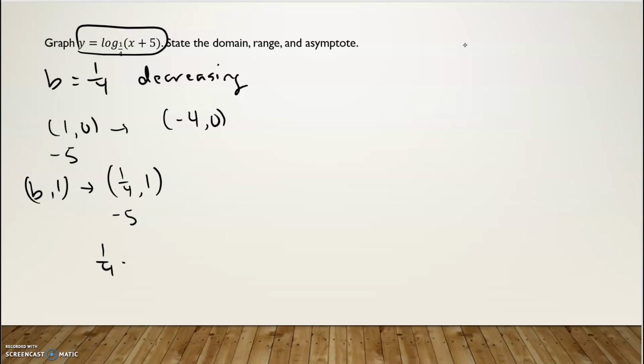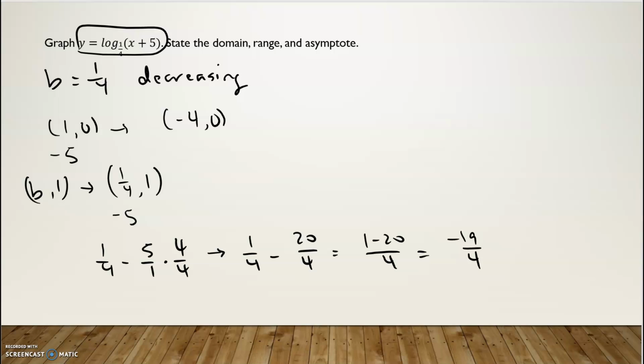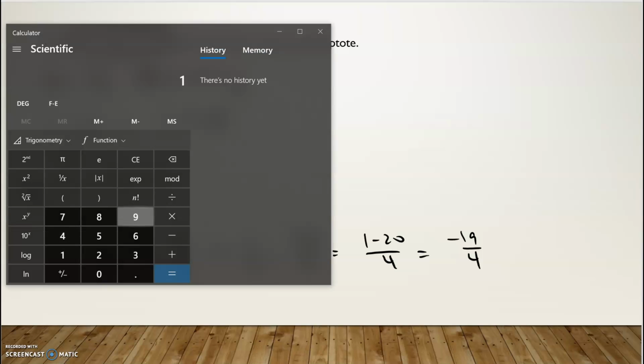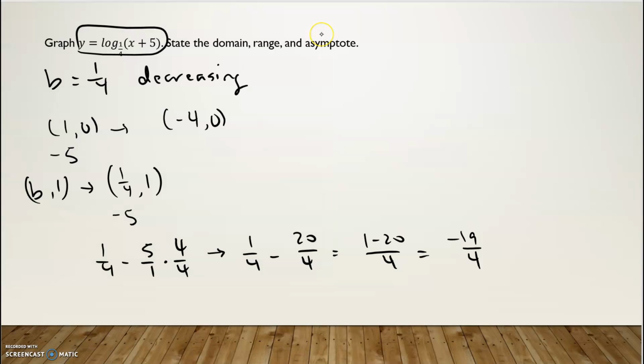So 1/4 minus 5 over 1, multiply that by 4 over 4. So this is going to be 1/4 minus 20 over 4. So 1 minus 20 over 4, that is negative 19 over 4. So we'll get a rough number for that. 19 divided by 4 is 4.75. So that's going to be negative 4.75, comma 1.